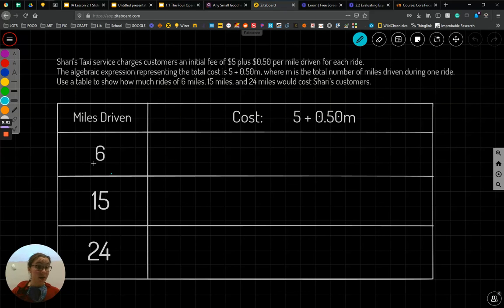This is example 3 of lesson 2.2, more evaluating of expressions. And we're talking about Sherry's taxi service. You want a real-life example of when we use this sort of thing? This is a real-life example.